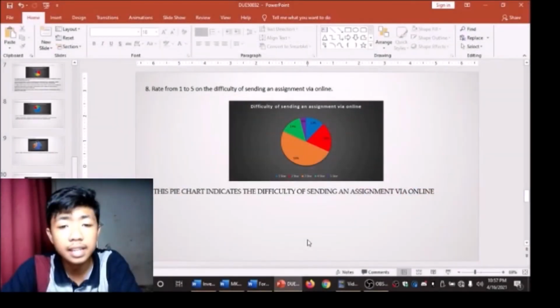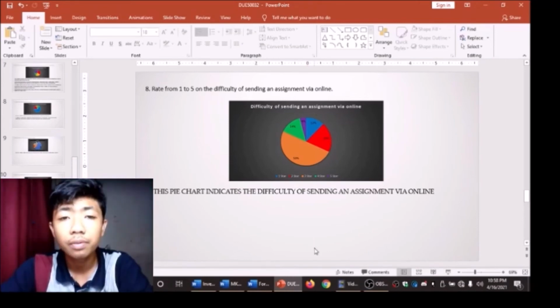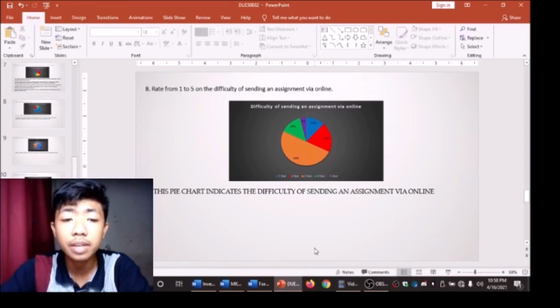This pie chart indicates the difficulty of sending an assignment via online. From this pie chart, we can see the largest segment of the chart, which is half of the total respondents, states that the difficulty of sending an assignment via online is medium, with 3-star vote as the highest. Next, 2-star was voted for 20%, which makes them the second largest segment of this pie chart.